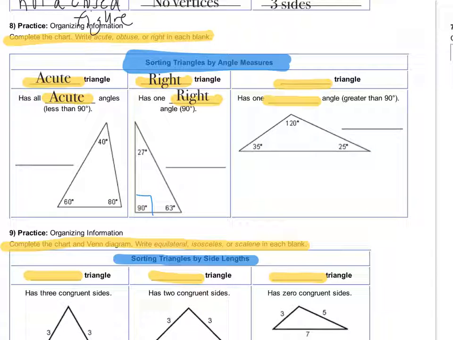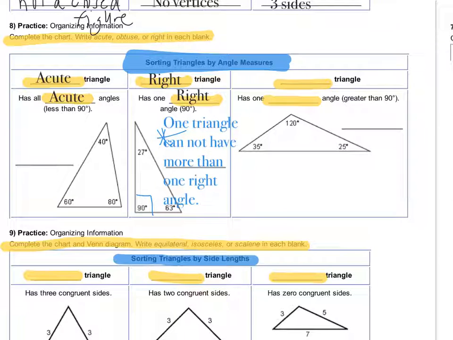You may not always see 90 degrees, but also, one triangle cannot have two 90-degree angles. So I'm going to write that down as a little note for yourself. One triangle cannot have more than one right angle. It's just not possible. And our last type of triangle is an obtuse triangle.